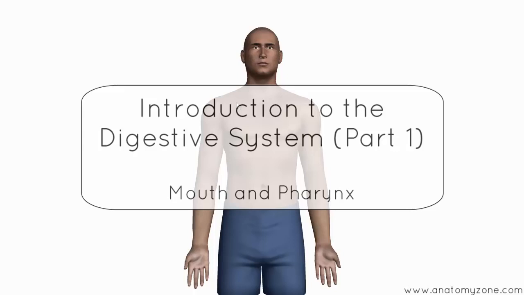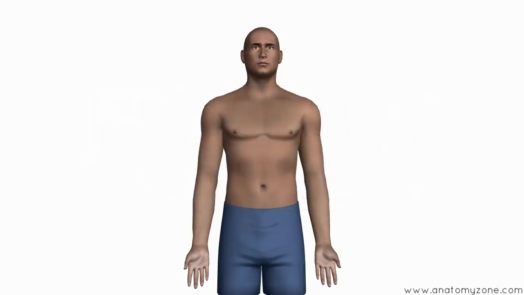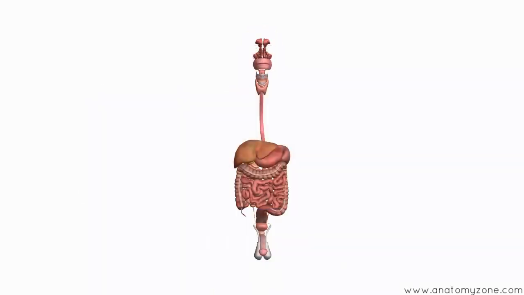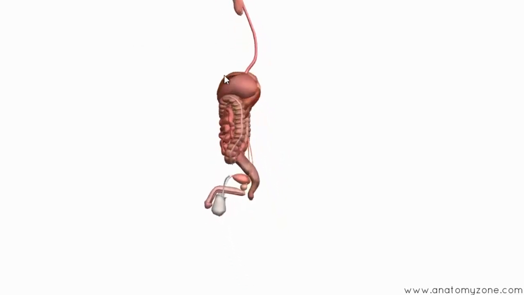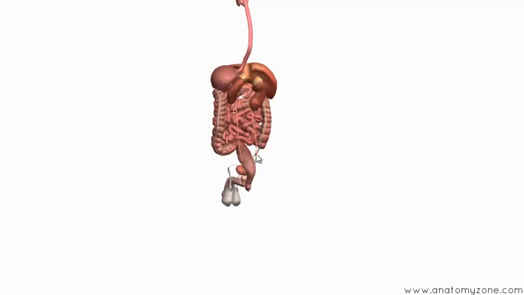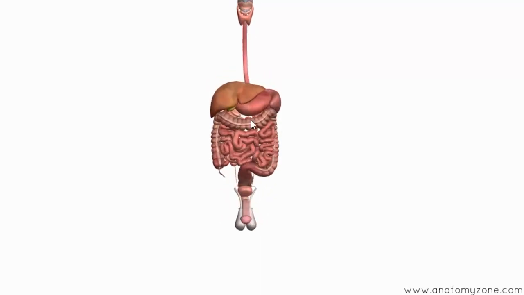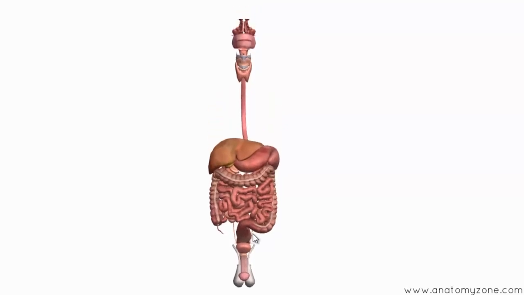Okay, so this is a tutorial to introduce you to the digestive system. So the digestive system is essentially a long tube which is about 6 meters long, and it runs all the way from the mouth right down to the anus. So you can see how this tube is folded in this abdominal area. So this increases the surface area for absorption of nutrients.